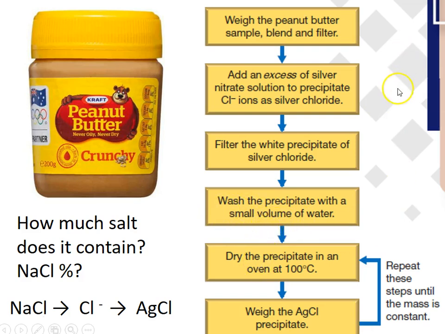And then because it's wet, we're going to have to dry it in an oven, because we don't want to weigh the water as well. And then we weigh the silver chloride. To make sure it's definitely dry, we would put it back in the oven and weigh it again. If the weight dropped, it means it was still wet, so we have to dry it again and keep doing that, drying and checking, until the weight stays the same. So we say that we're heating until constant mass. And then you know that it's definitely dry.